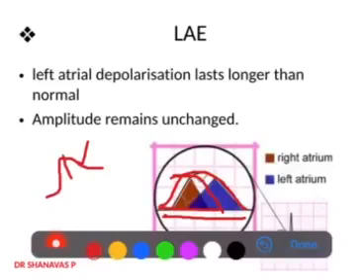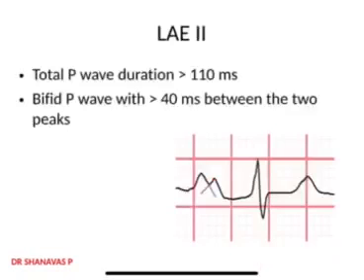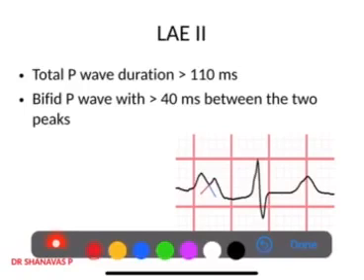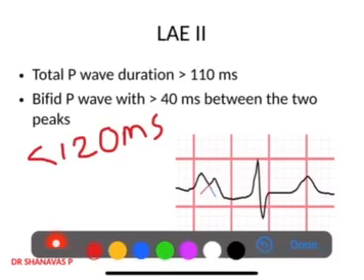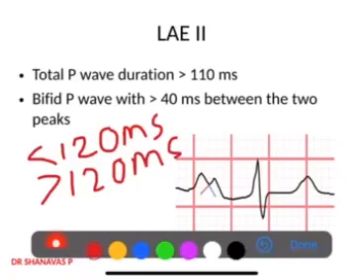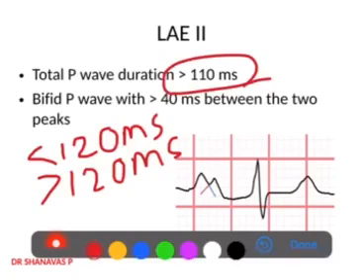That is, in case of left atrial enlargement, the duration of the P wave will increase while the amplitude will remain the same. So what is the normal duration in lead 2? It is less than 120 milliseconds. So if the total duration is more than 120 milliseconds, that means there is left atrial enlargement according to lead 2. It can be said that even if it is more than 110 milliseconds, we still have to consider there is left atrial enlargement.